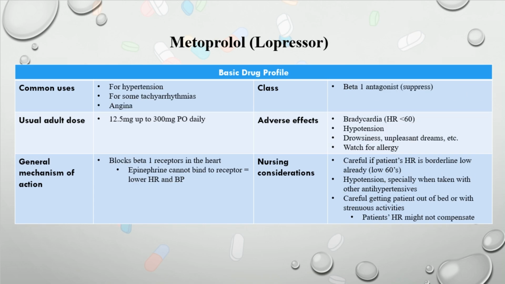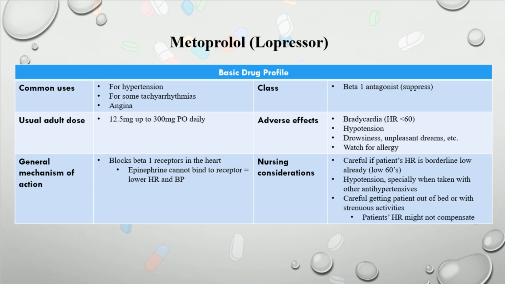The next medication we're going to introduce is Metoprolol with a brand name Lopresor. Now we're going to use it for high blood pressure, for some fast arrhythmias, and for angina. It belongs to the beta-1 antagonist, and antagonist just means to suppress. The usual dose is between 12.5 milligrams up to maybe 300 milligrams in a day. It depends on the patient's stability, depends on the patient's condition, and depends on how long the patient has been taking beta blockers before. Some of the adverse effects are bradycardia, so low heart rate, hypotension, drowsiness and unpleasant dreams, and watch for allergies.